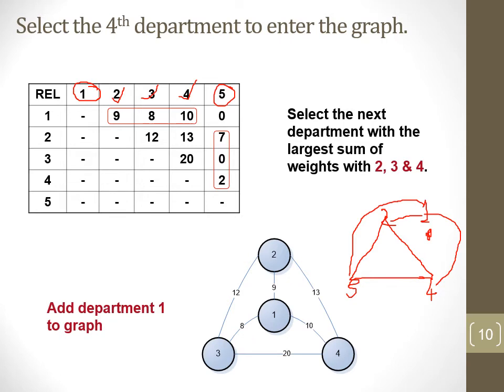Okay? So in this case, we select to include department 1 into the closed region, and then we connect this 1 with existing departments, and we sketch the direct links in between and write the weights onto the graph. Okay, so this is the end of this step.